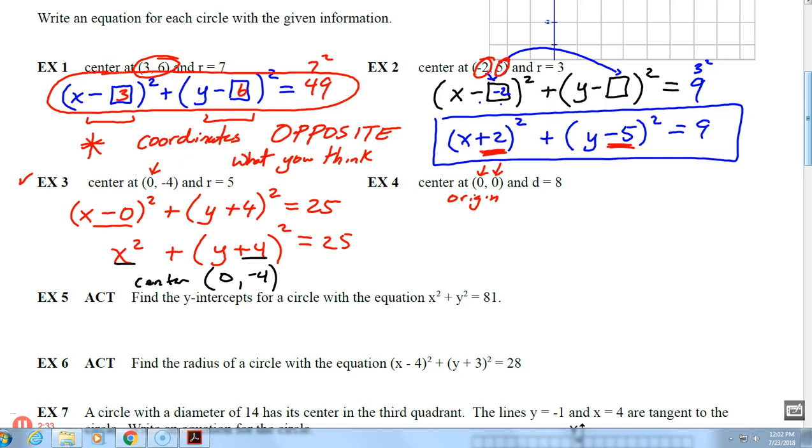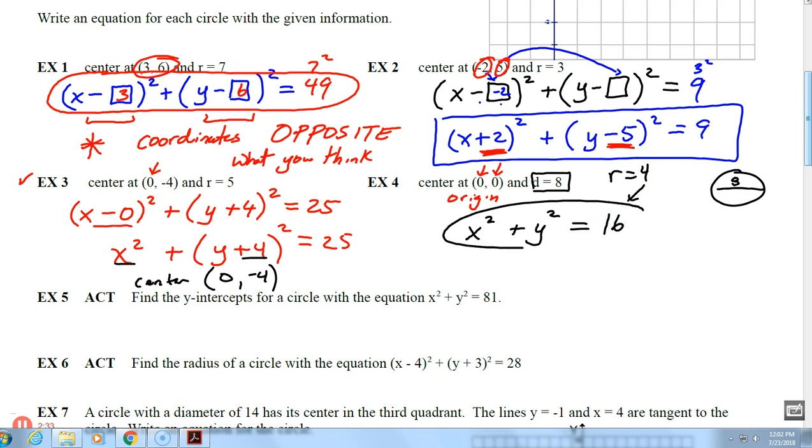So on this next one, there's actually going to be nothing with the x and nothing with the y. And you got to be very careful here, because I tried to trip you up a little bit, just like the SAT does. I put in diameter as 8. So remember, if you have a circle and the diameter is 8, well, the radius is half of that. The radius is 4. So when we square that, we end up with 16. So there's an example of one centered at the origin with a radius of 4.